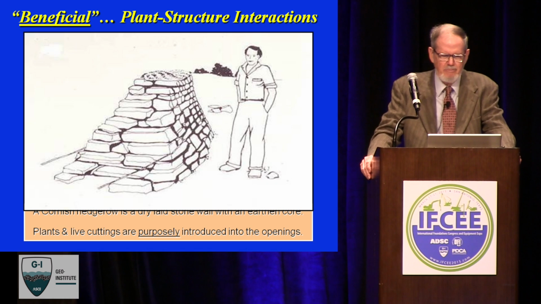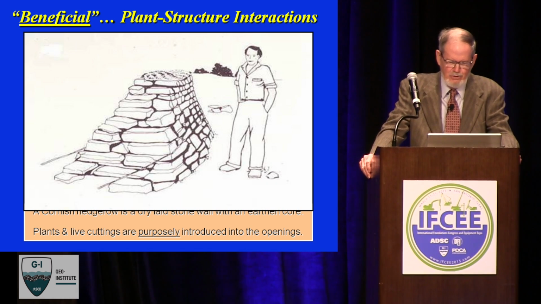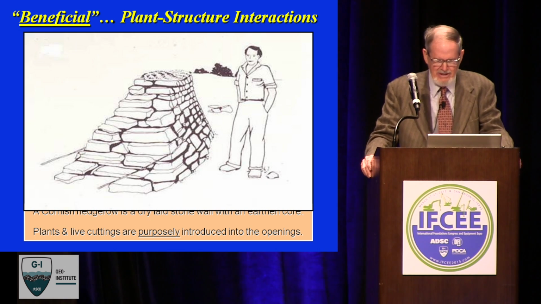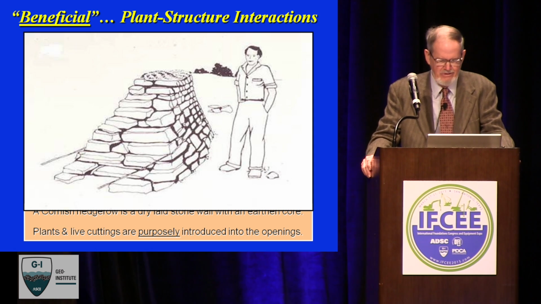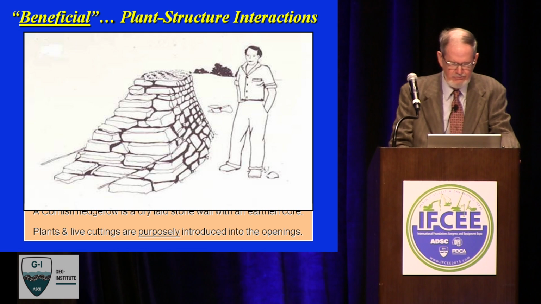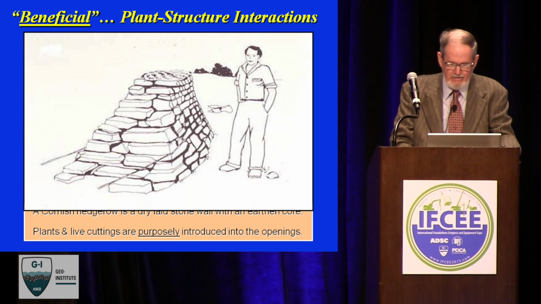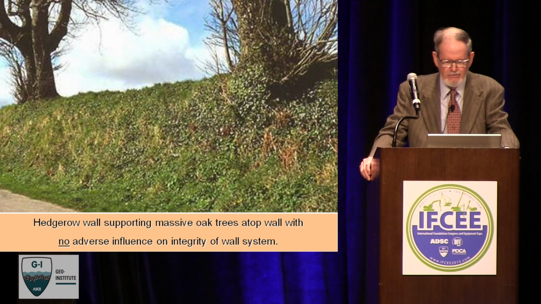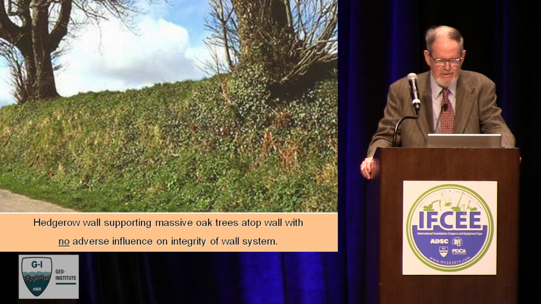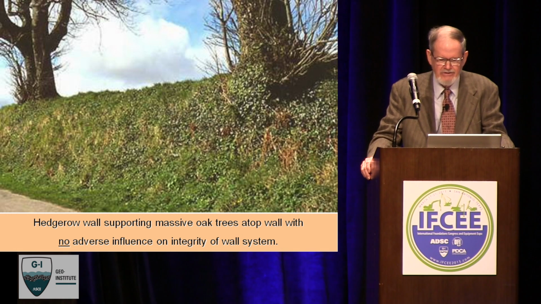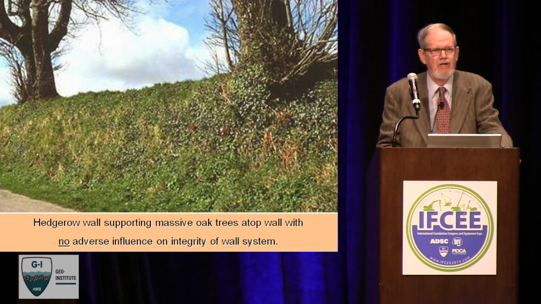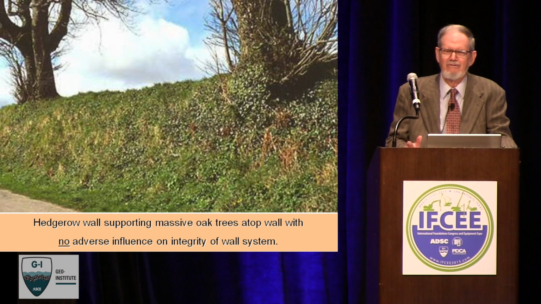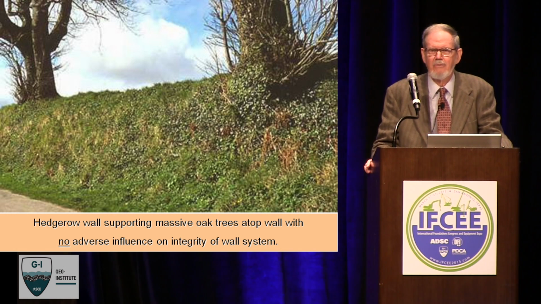Now, some examples of beneficial plant-structure interactions. The Cornish hedgerow, which is found in southwestern England, is a classic example of how woody plant material can coexist and actually help stabilize or reinforce inert structures. The roots actually avoid mechanical obstacles and sunlight in these walls. Here's a hedgerow wall supporting massive oak trees atop the wall with no adverse influence on the integrity of the wall system. A close examination of this hedgerow showed that the roots of the oak tree simply flowed around and engulfed the rocks in the wall without displacing them one little bit.